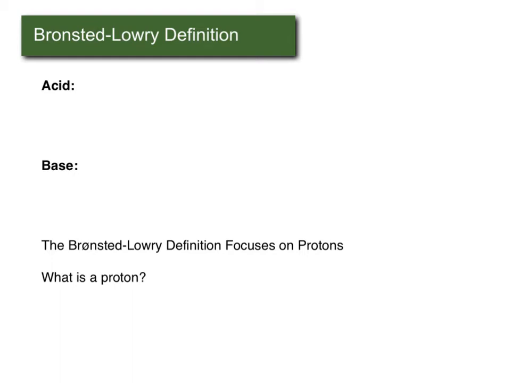So acids. Acidus is where acid comes from, and that is the Latin for sour, and that's because things that are acidic tend to have a sour taste. Some examples of this are vinegar and citrus fruits.